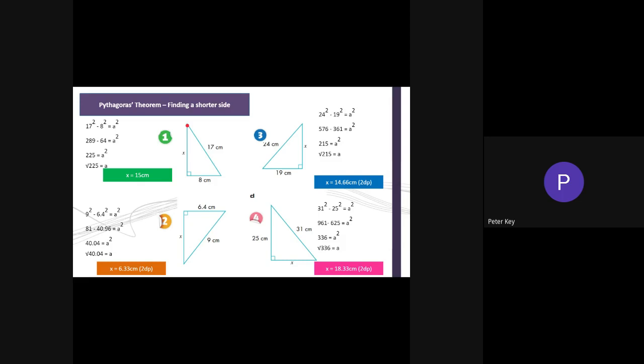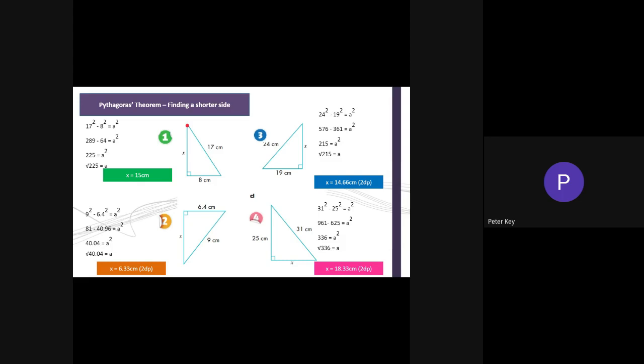Number 3, so we've got 24 squared, which is 576, minus 19 squared, which is 361, gives us 215. That's squared. We square root it, so square root of 215 will give us, to 2 decimal places, 14.66 centimeters. To 1 decimal place, that will be 14.7.